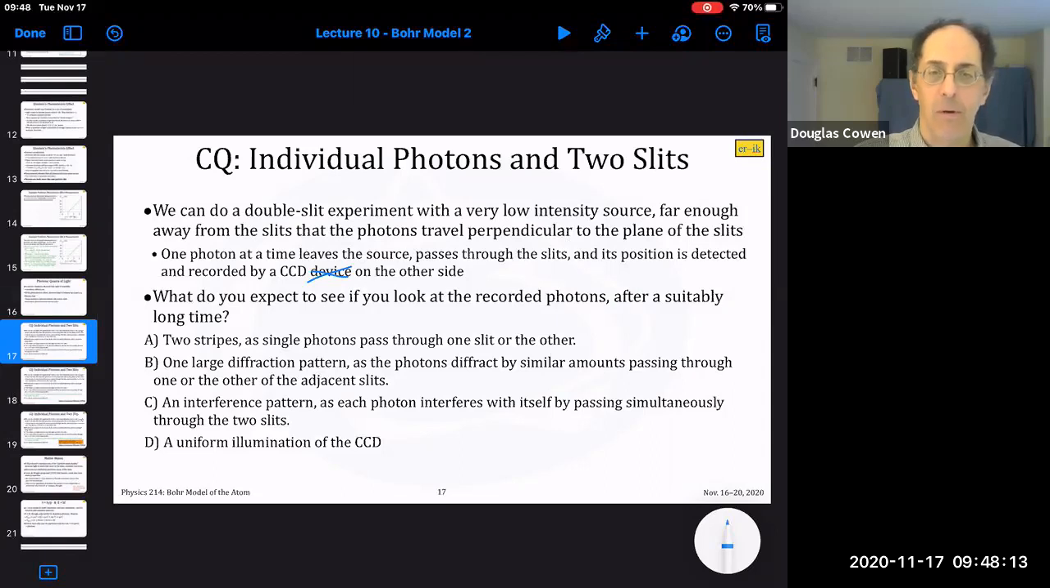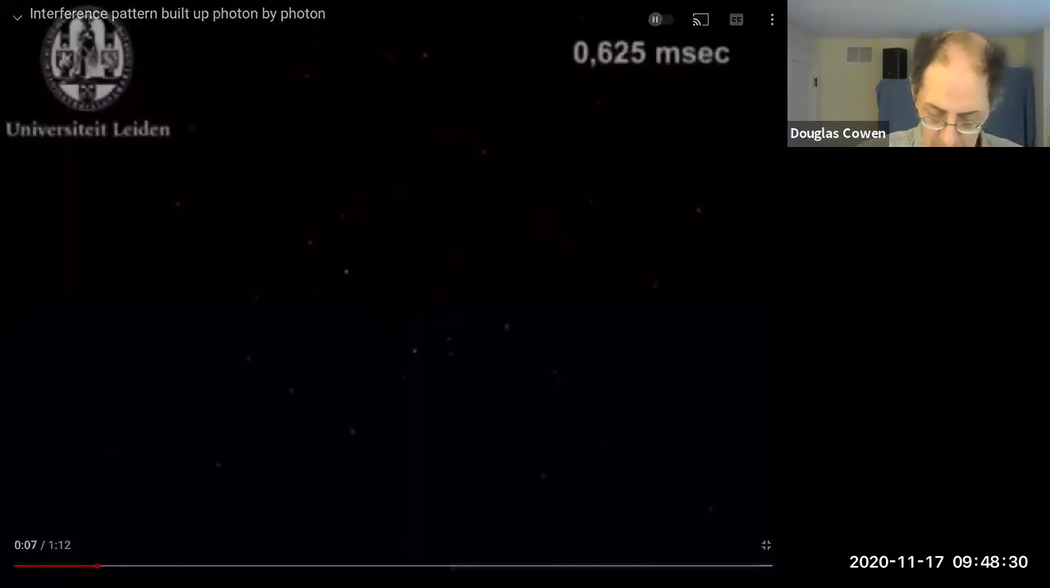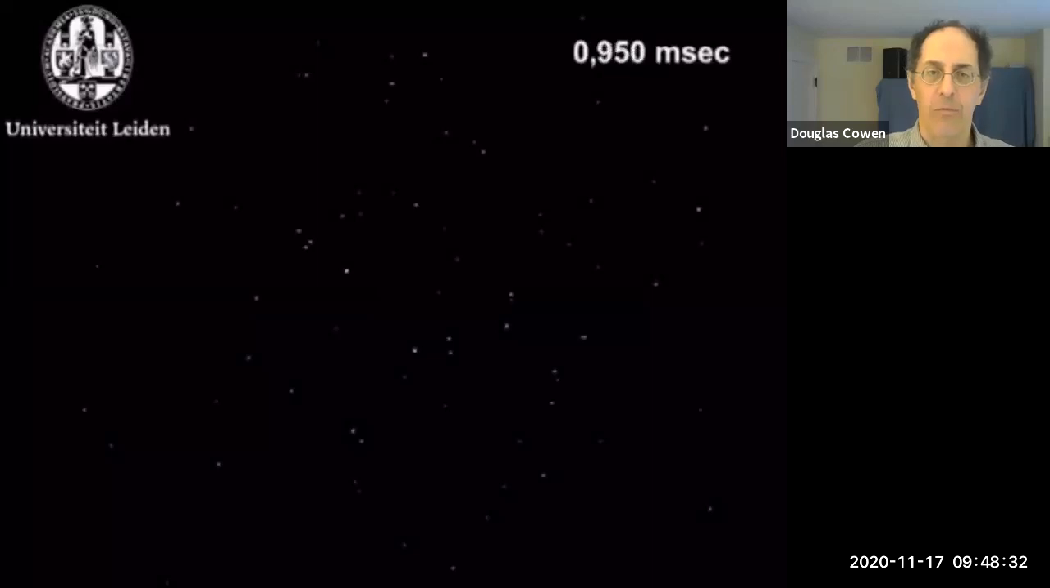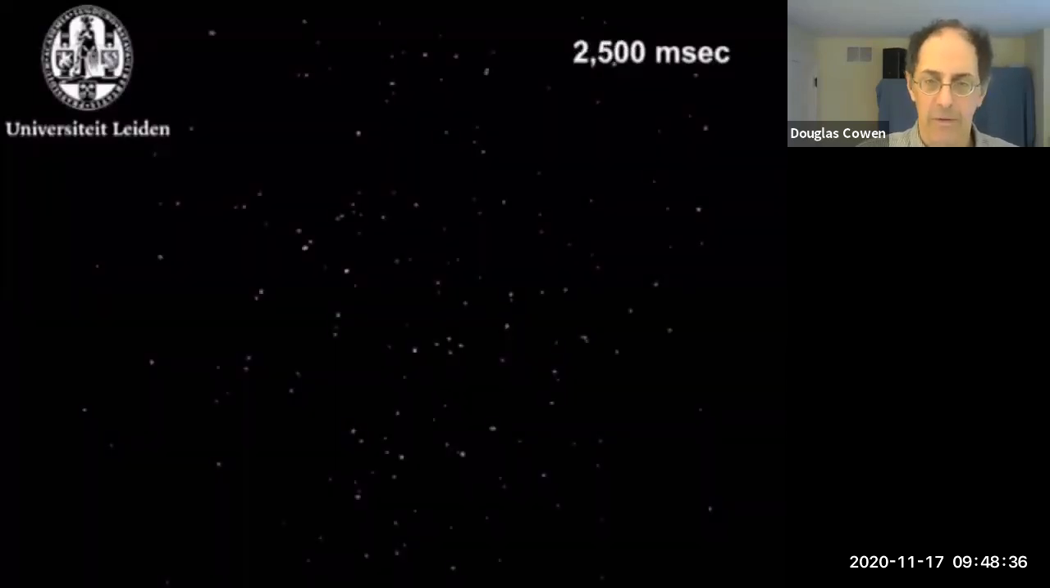All right, so most people chose C, a fair number of people chose B. Let me show you the video so you can see what this looks like. So again, this is a video of individual photons as they hit the screen, and hopefully you can see these dots appearing. This was done at a university in the Netherlands.